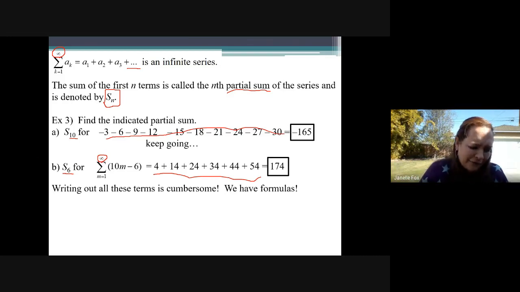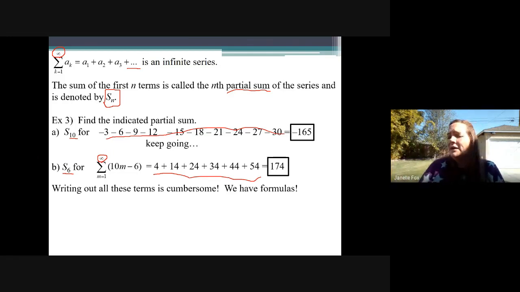And of course there is. Depending on if the sequence is geometric or arithmetic, we actually have a cute little formula, which I want you to memorize, that you can use to quickly find the sum.